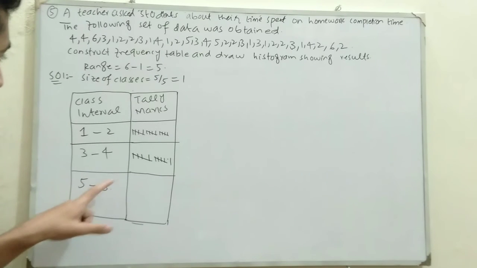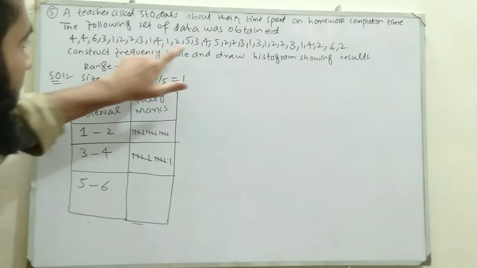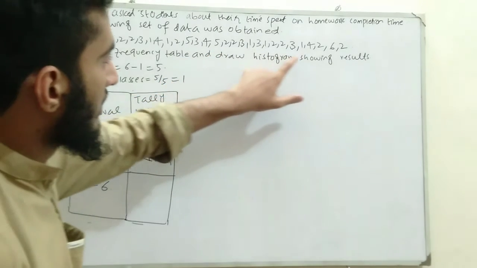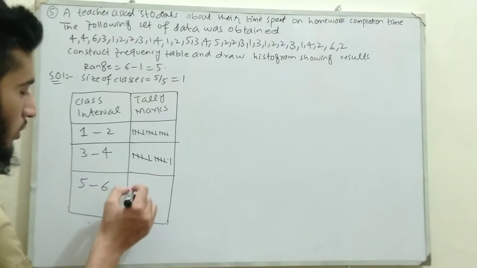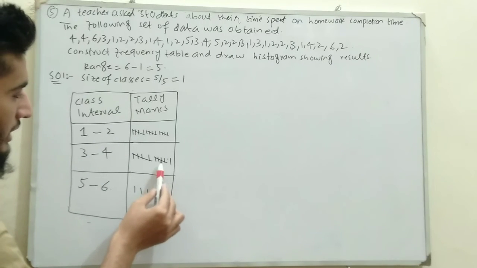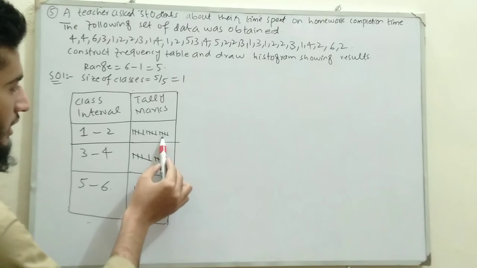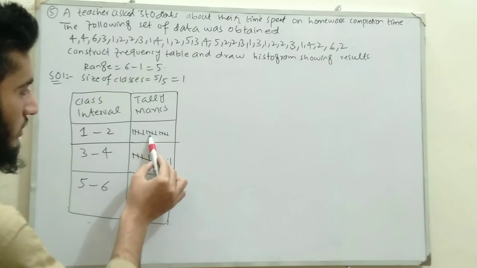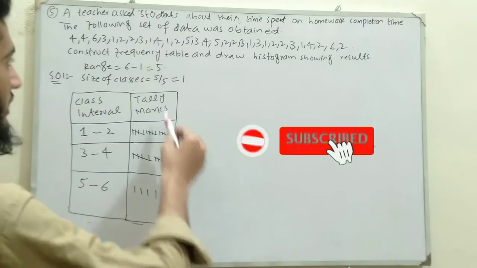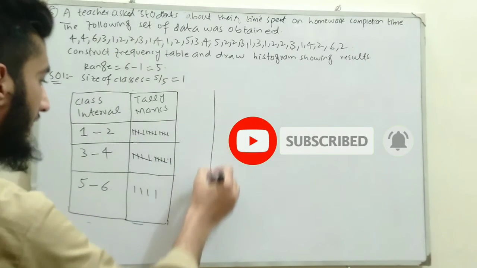Now we are going to find the tally marks for 5 to 6. Here we have 4: 1, 2, 3, 4. Now we are going to count them all: 1, 2, 3, up to 30. So the total is 30, and the set of data is also equal to 30. So it means that our solution is correct.